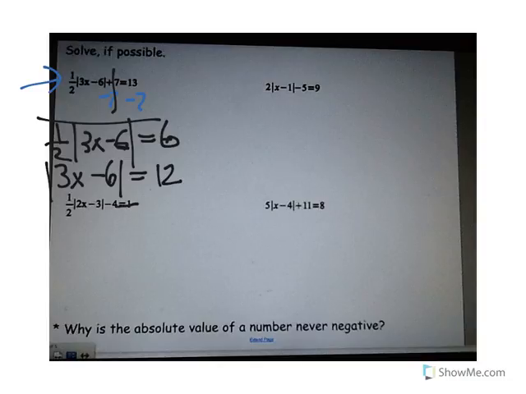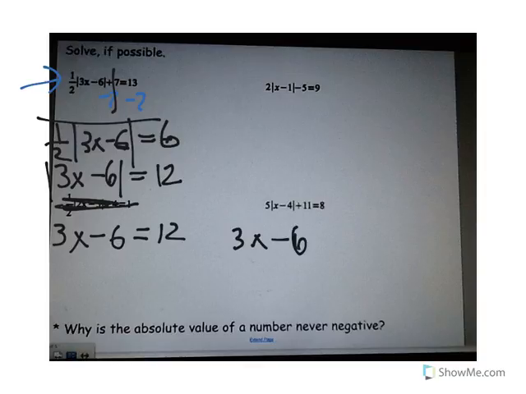Now, I'm going to just skip this part here. I'll come back to that one in a minute. Now I'm going to set my two equations. 3x minus 6 is equal to 12, and 3x minus 6 is equal to negative 12. So now I can just solve these the way I'm used to.